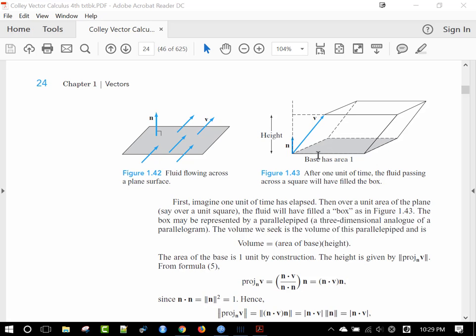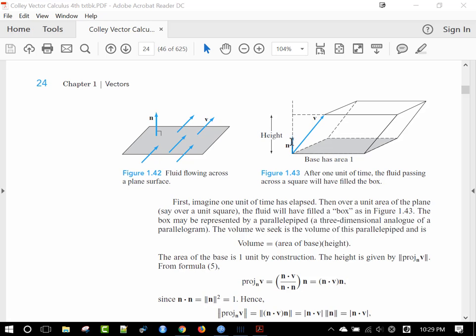And so that's in the 1 unit of time, that's how much water or fluid will have passed through. So the volume of a parallelepiped is this area here times the height here. That's how you get the volume of a parallelepiped. The area of the base is 1 unit, that's what we said, 1 by 1. The height is given by the magnitude of the projection of V onto n.